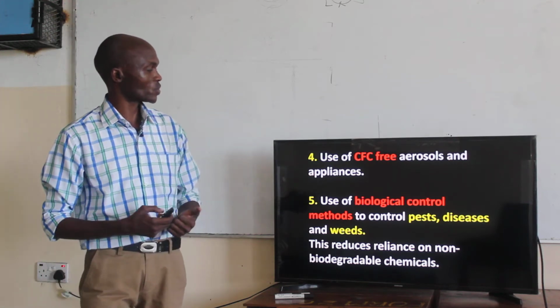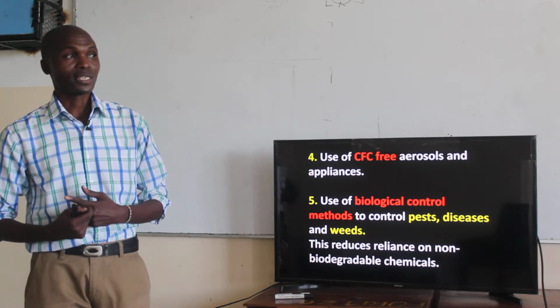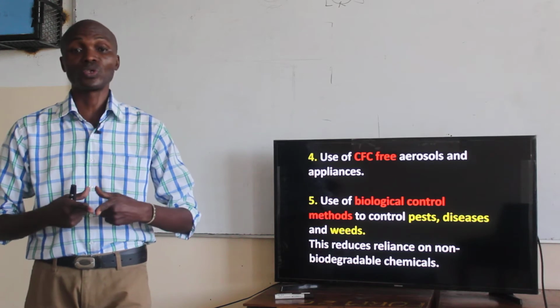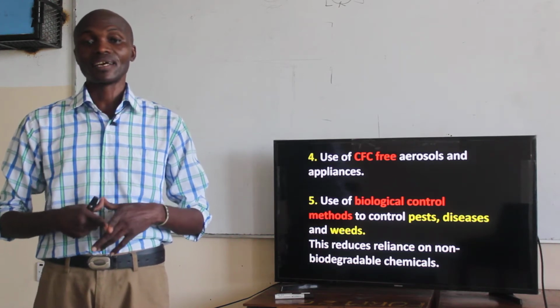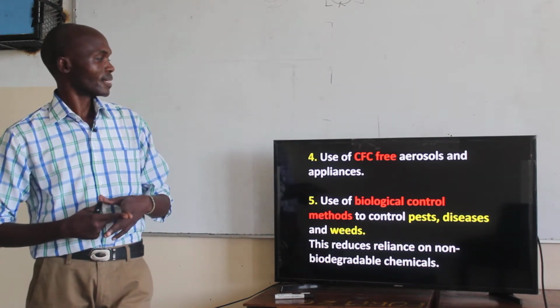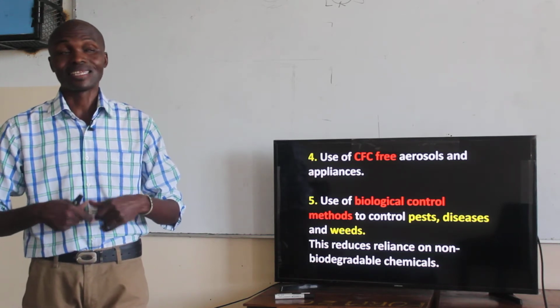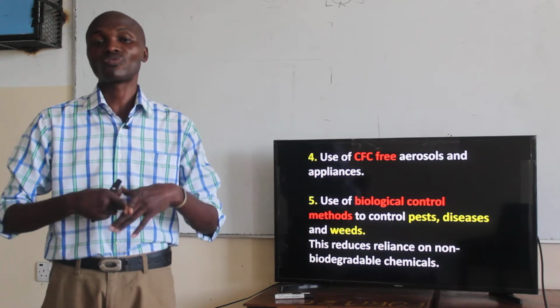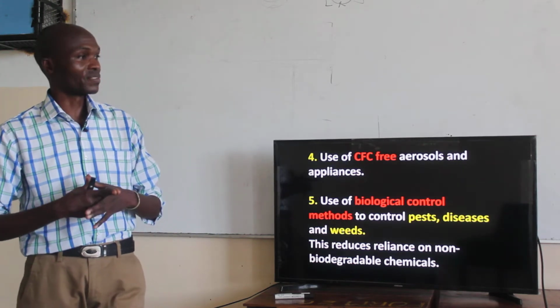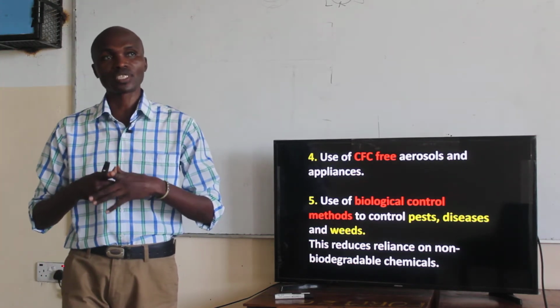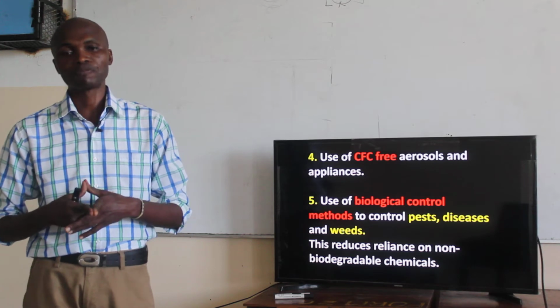Number 4, as one of the control measures, is that the government can encourage the use of CFC-free aerosols and appliances. That means aerosols and appliances like refrigerators that don't use chlorofluorocarbons. We mentioned that CFCs actually cause destruction of the ozone layer.